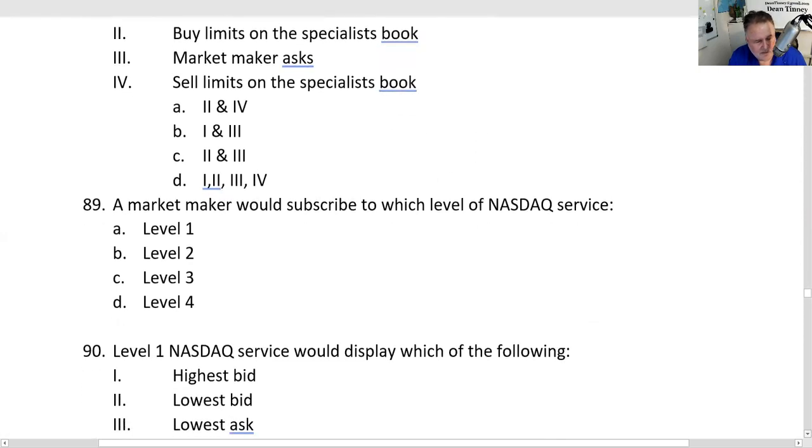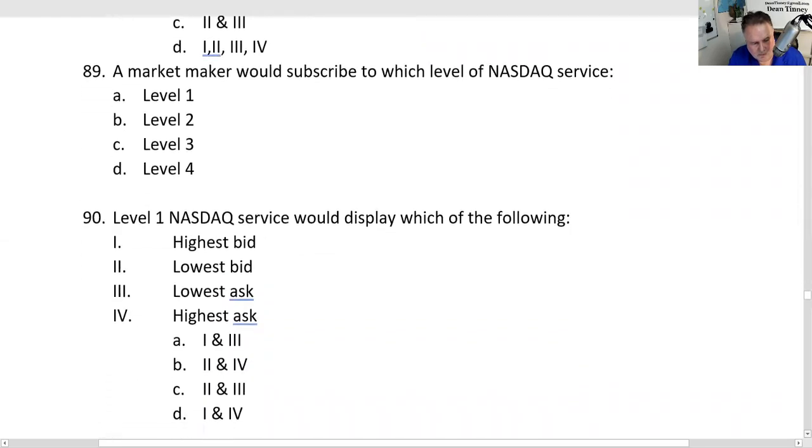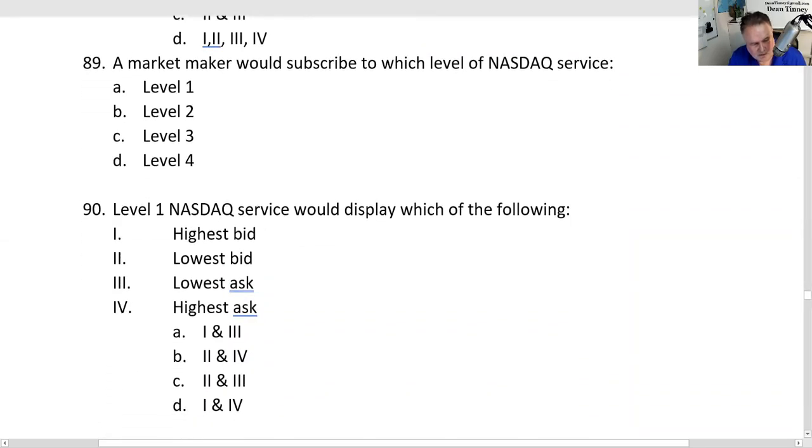A market maker is going to have level 3. Level 1 shows you the inside quote. Level 2 shows you the market makers, and level 3 is the answer here. That's what you need as a market maker to change your quotes. And then level 1 shows you the highest bid and lowest ask, 1 and 3, the inside quote.